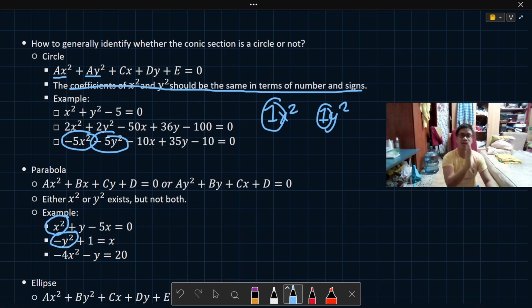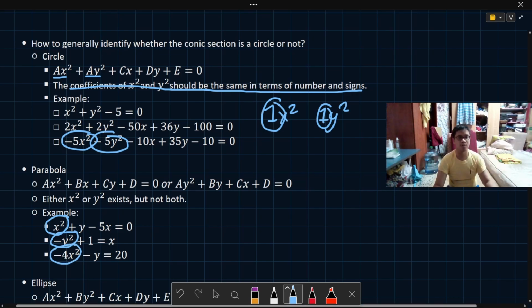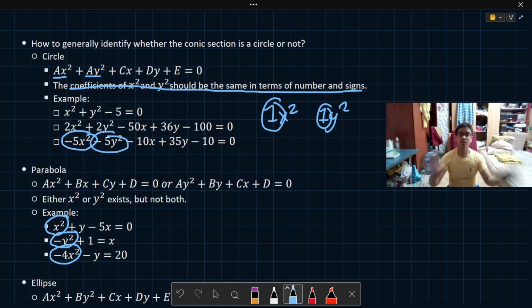Another example, negative y squared plus 1 is equal to x. We have only y squared. There's no x squared. Parabola. And lastly, negative 4x squared minus y is equal to 20. We have the term 4x squared, but there is no y squared. Parabola. So bottom line, either x squared or y squared exists, but not both, for it to become a parabola.